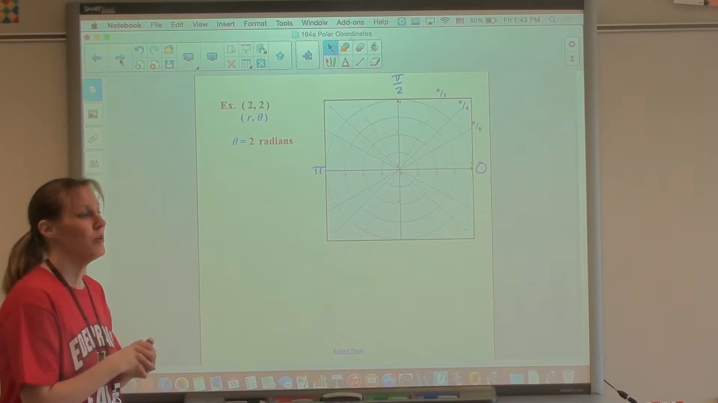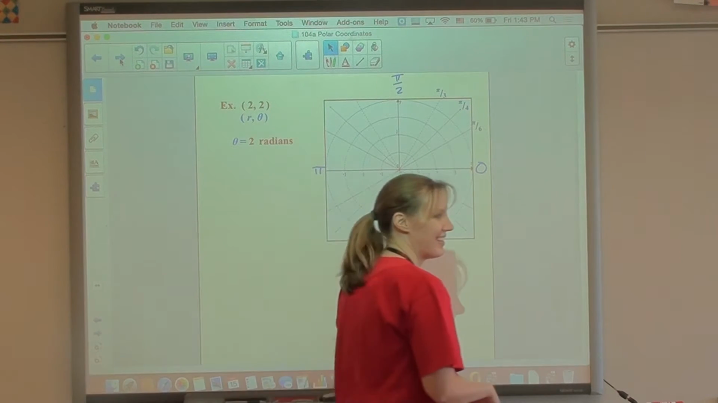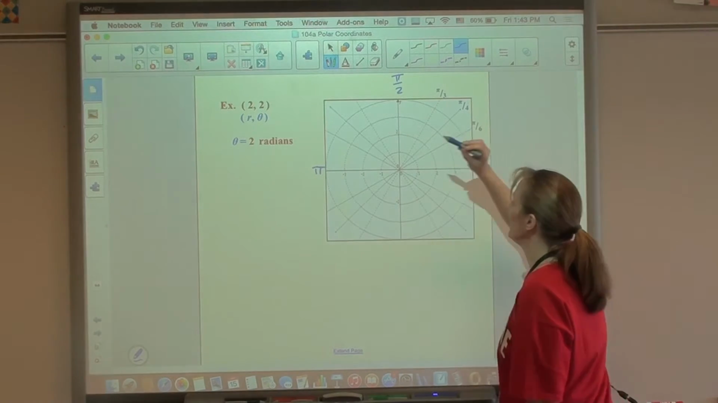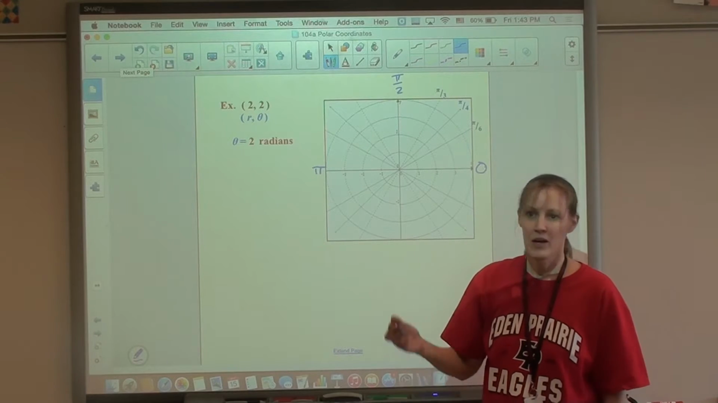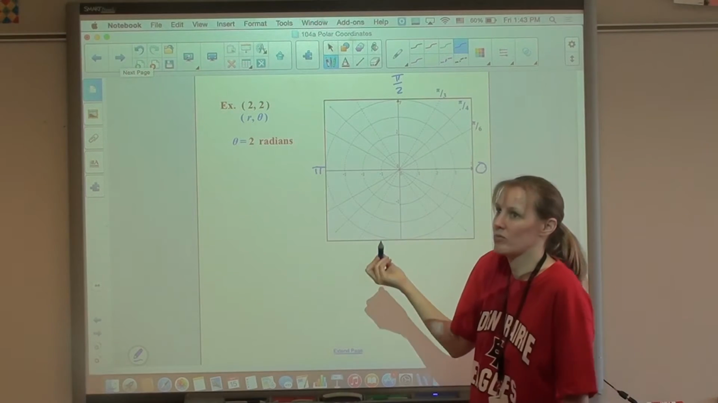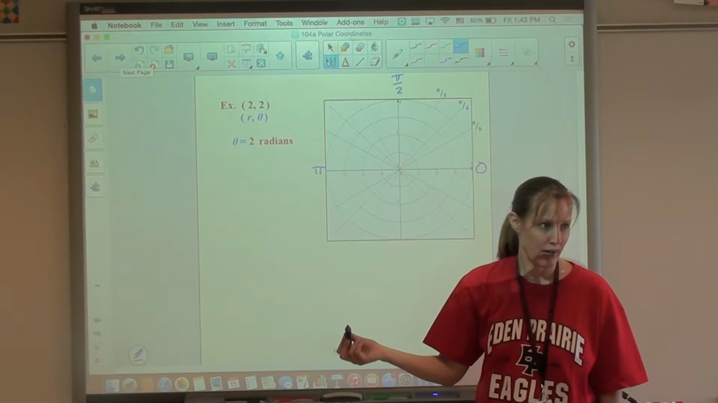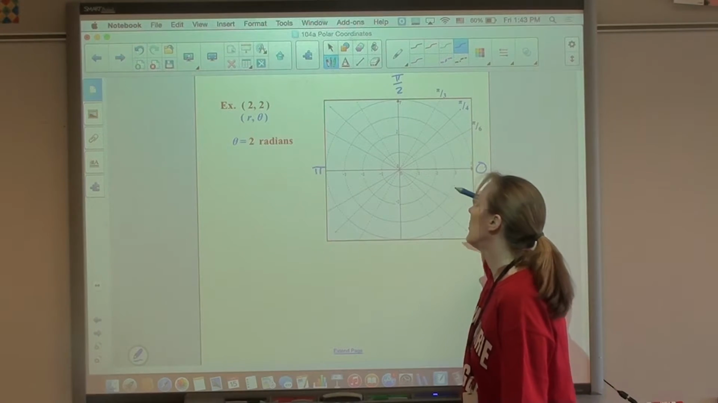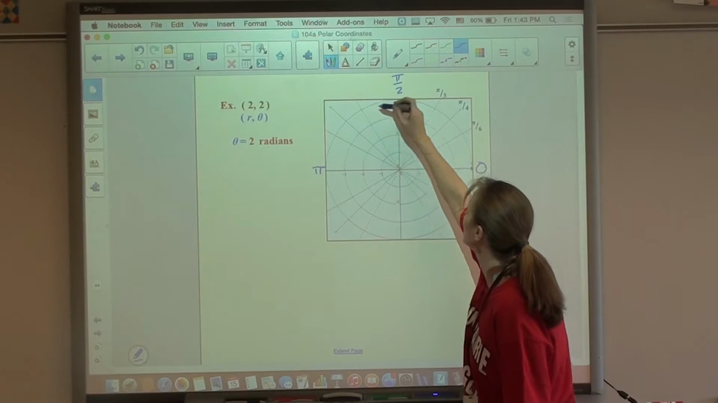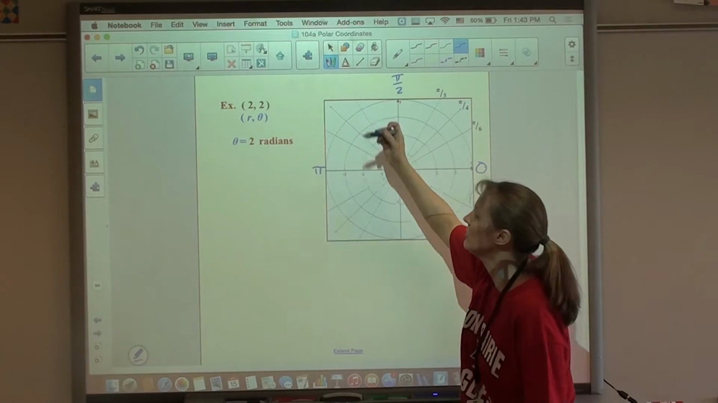Okay, so we know this is 0, we know this is pi. Pi is around 3, right? Pi halves is around 1.5, roughly, right? So we need to know where 2 falls. Well, that's pi thirds. This is 2 pi thirds.